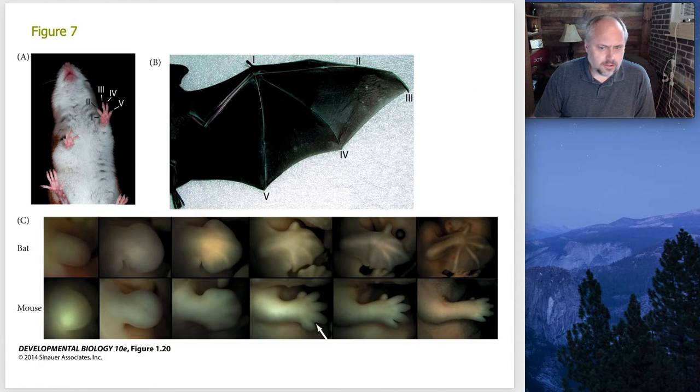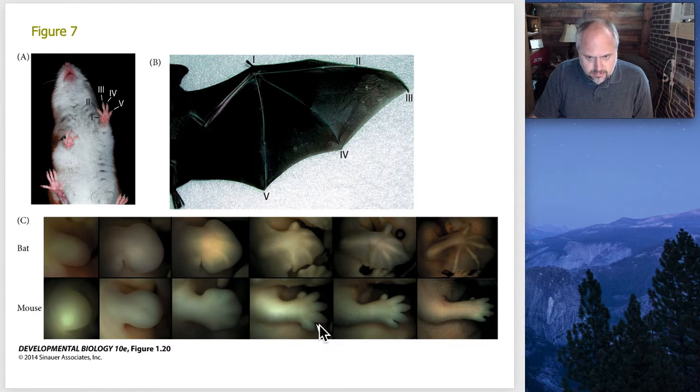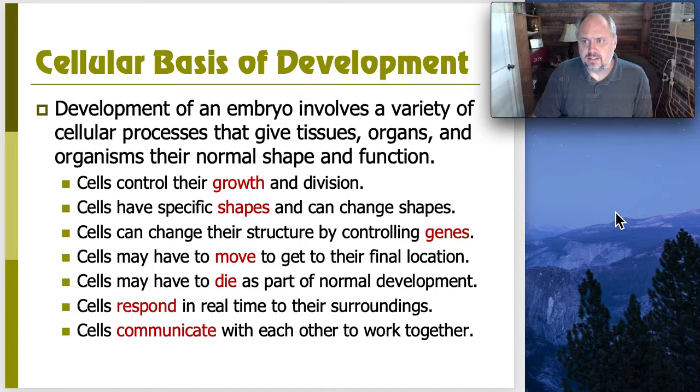Early on, you'll notice that the webbing is there for mice, but early on that webbing starts to die off as development takes place. Here the fingers are a little curled, so it's not that they got shorter, but that webbing is dying off within the different fingers there, whereas in the bat it would not be. So death is actually going to be a very important part of this process.